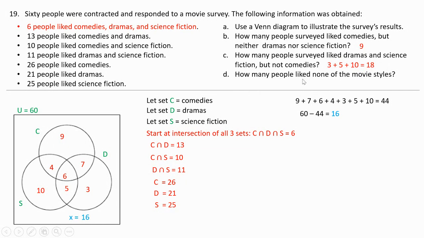Now for part D, how many people like none of the movies? The answer will be 16, right? Because 16 are not inside any of the sets. The answer is 16. That's how you work these types of problems. Okay, now let me continue real quick.